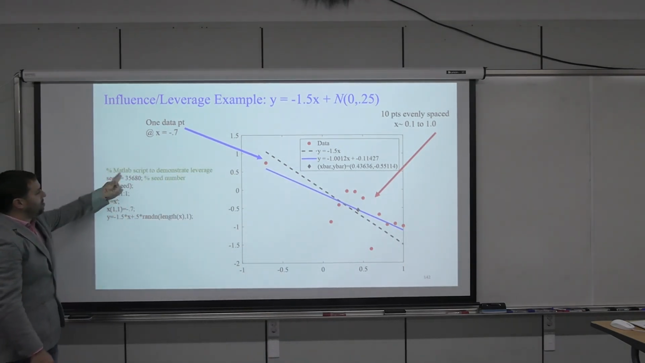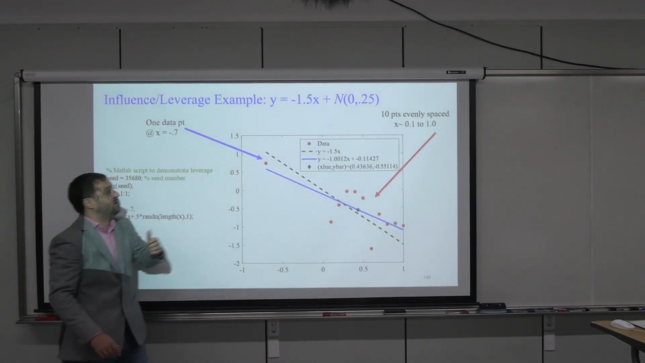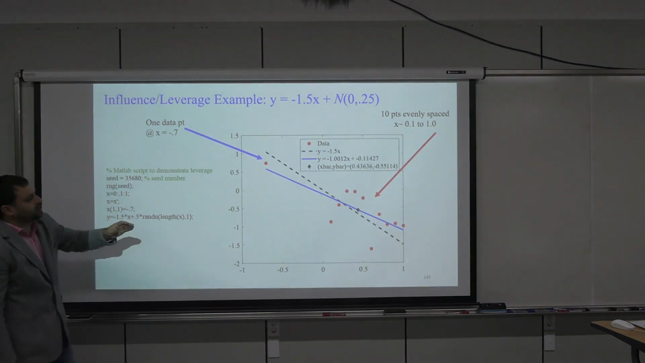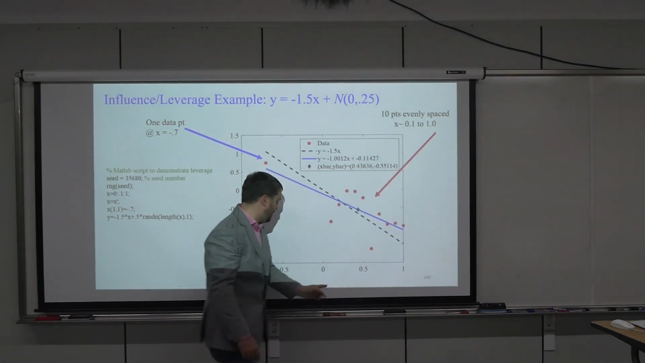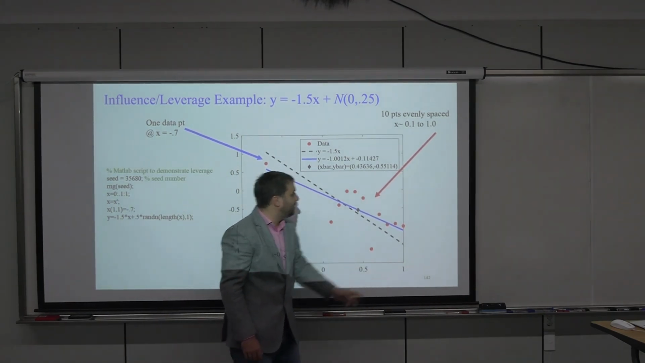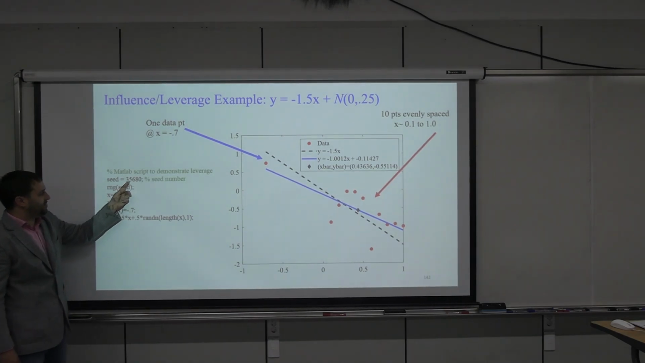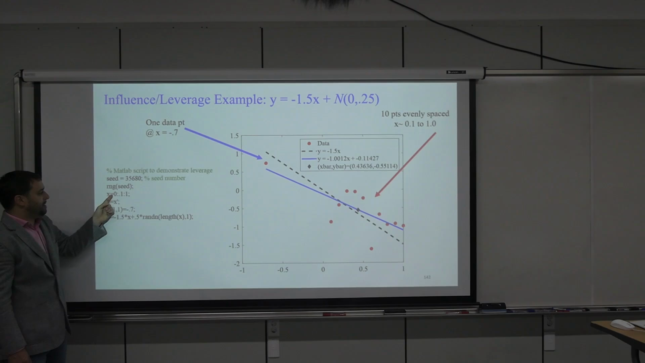And if you want to generate this data set, here's the MATLAB script that I use to actually create these 10 data points. First, I did 10 evenly spaced points between 0.1 and 1. I set the random seed to 35,680, and then I made 10 evenly spaced points.